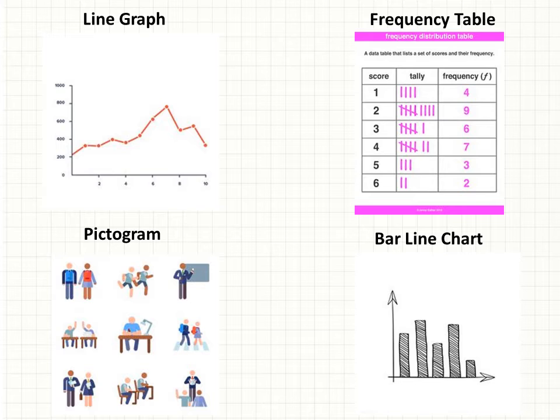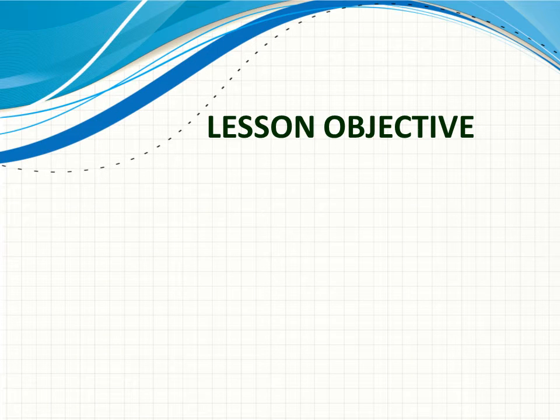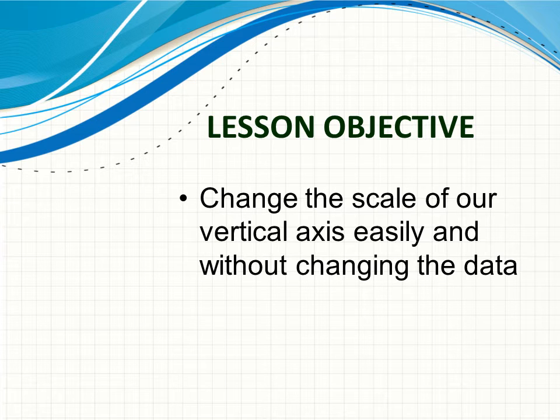Now let's get to our objective. What's our objective for today? We want to change the scale of our vertical axis easily and without changing the data. What does it mean to change the scale of our vertical axis? We're going to see it in the course of the lesson.